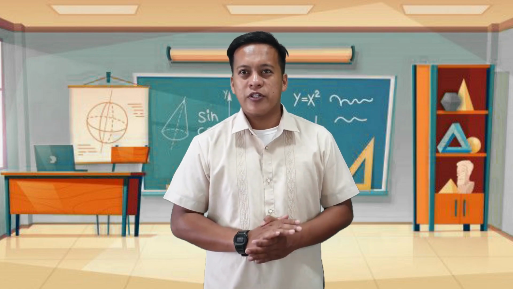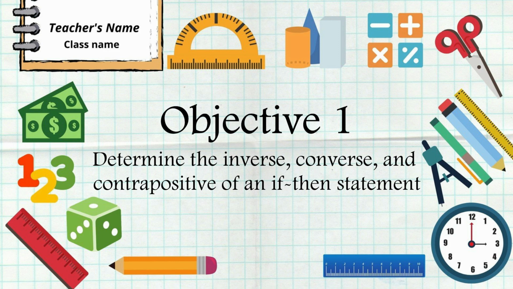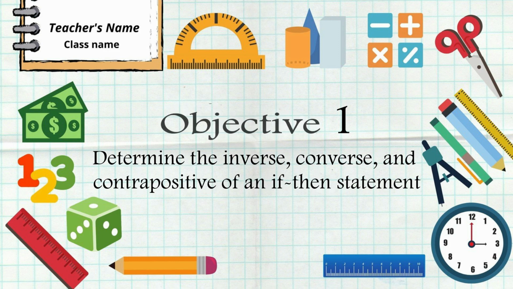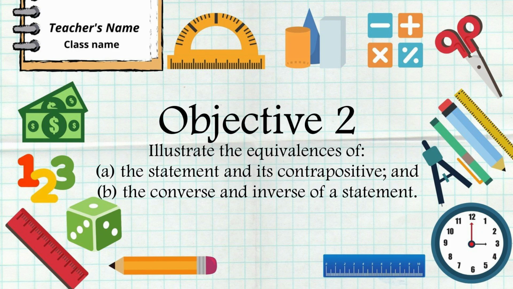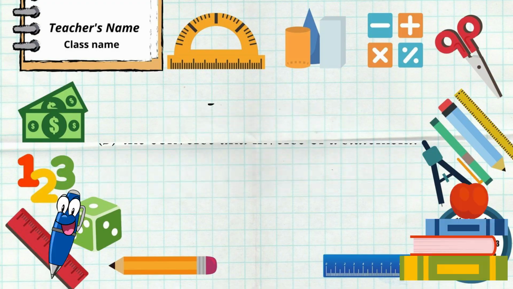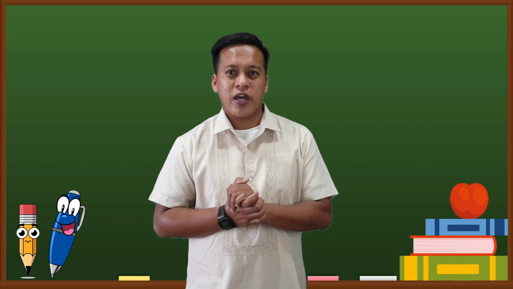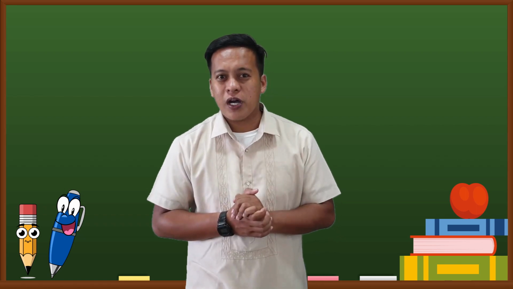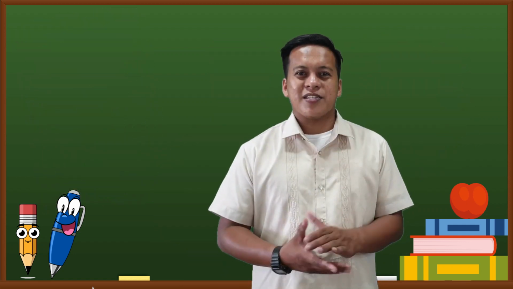Our objectives for today's lesson are the following. First, determine the inverse, converse, and contrapositive of an if-then statement. And second, illustrate the equivalences of A, the statement and its contrapositive, and B, the converse and inverse of a statement. To make sure you will learn and enjoy our math lessons together, please have with you a copy of your module, pen, and paper. So let us get started.